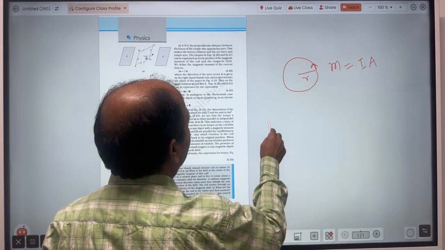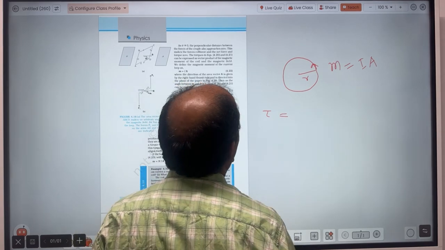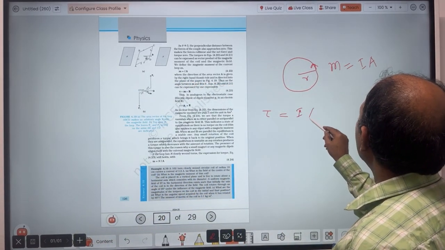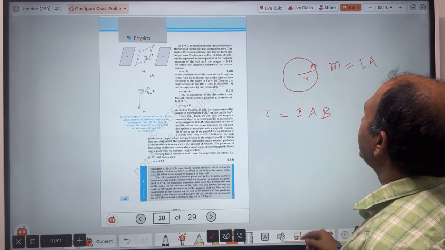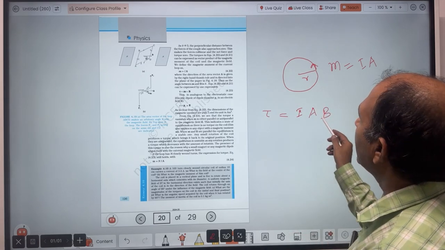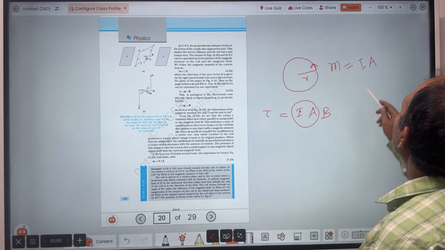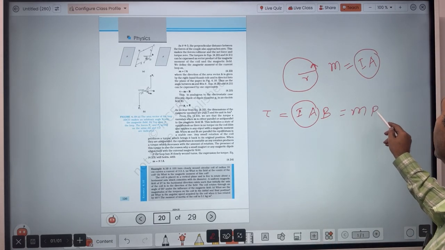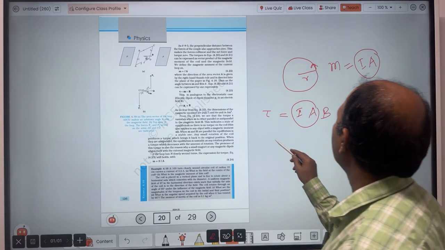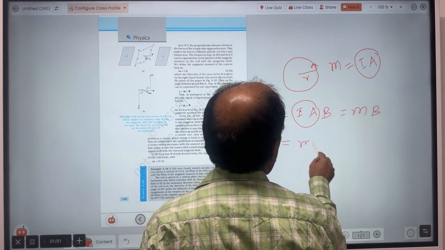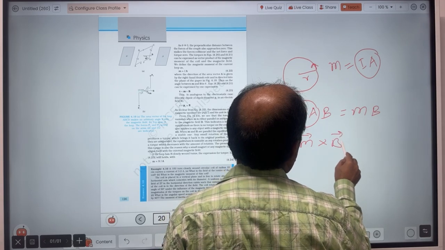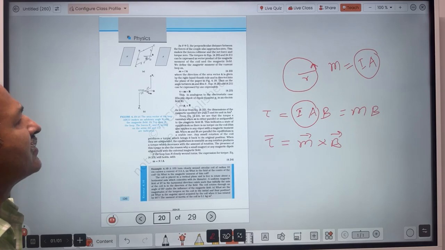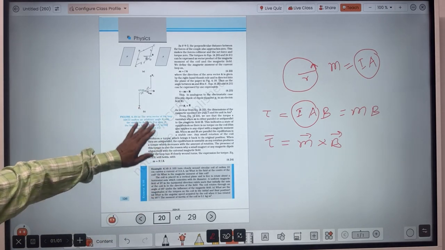So in the previous case, what did we get? Tau equals IAB, right? But IA equals M, the magnetic moment, which we have assumed. So we can say MB in magnitude. In vector form, we can write torque equal to vector M cross vector B, right? And if there are n turns, then the turns will also be taken into consideration. That's the same thing.